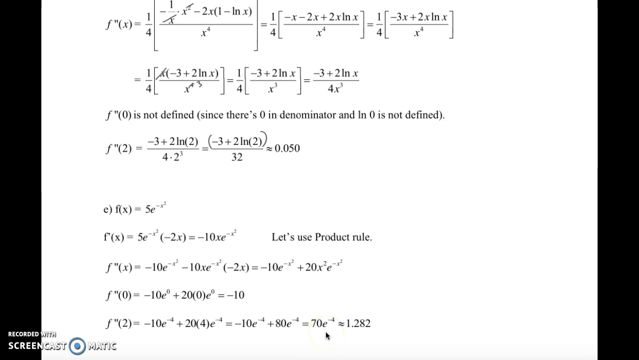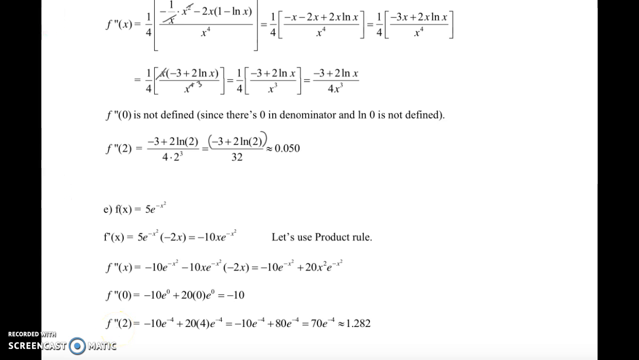This is an exact value. If we want to round to the nearest thousandth, we end up with about 1.282. So it's a positive value. So we're still accelerating in a positive way at x equal to 2.